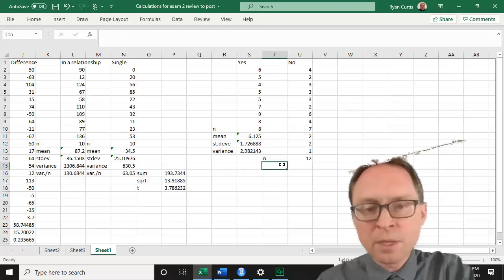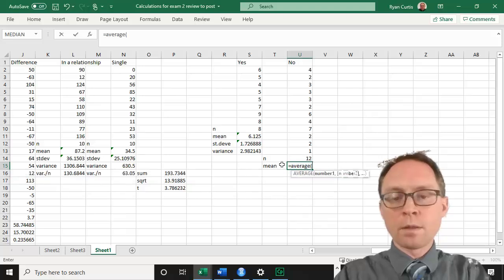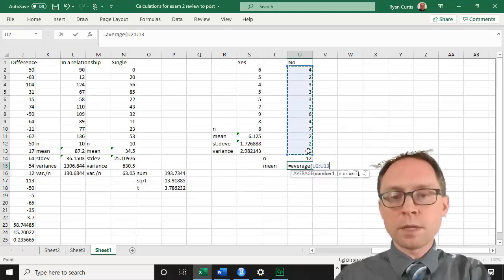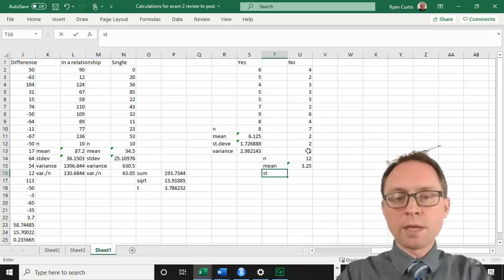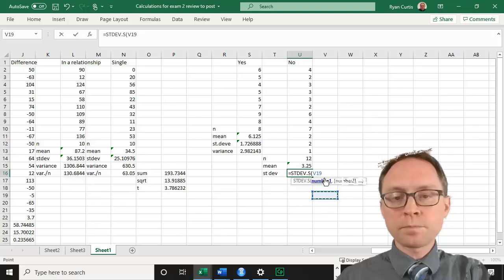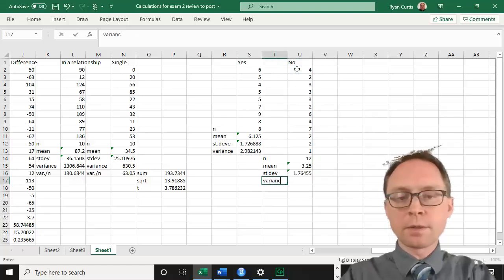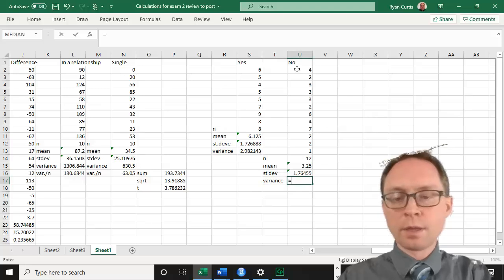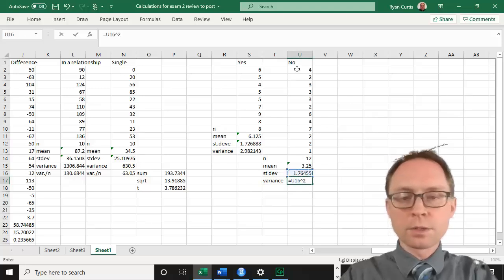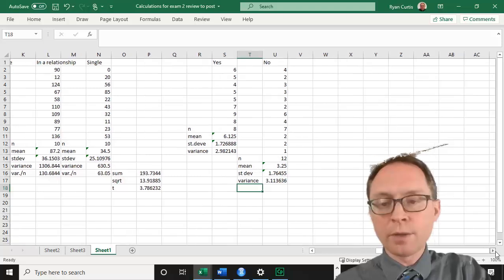All right, let's do the same thing over here. So now we need the mean. The mean is the average of those, and then the standard deviation. Whoops. Standard deviation of these. Good, and the variance is going to be this squared. Good.